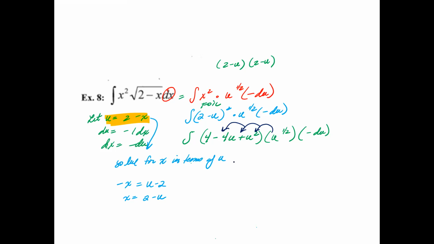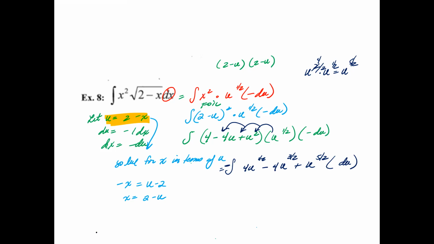You will have to distribute this into all three. So you have the integral of 4u to the 1/2 minus 4u times u to the 1/2, which is 2 over 2 plus 1 over 2, or 3 over 2, plus u squared times u to the 1/2. You need a common denominator of 2, which gives u to the 5 over 2, times negative du. And guess what? Everything's in terms of u. Now, I don't like that negative here, so I'm just going to move it out to the front.